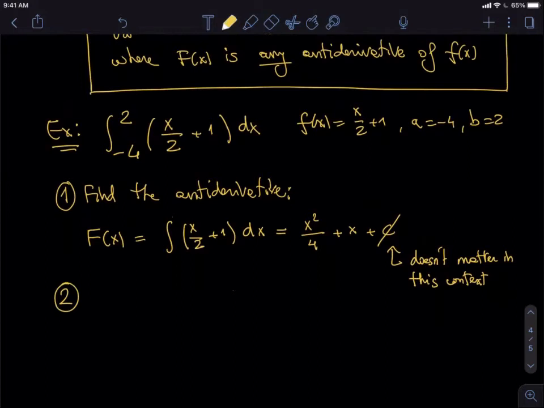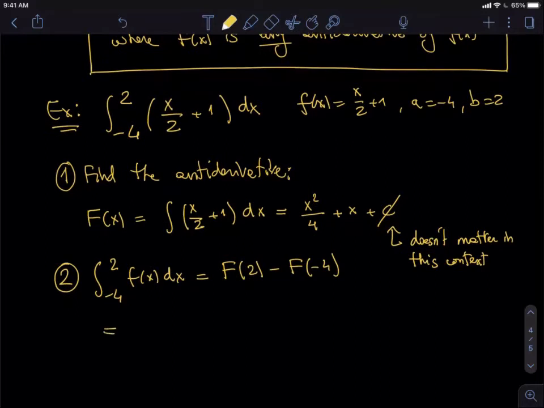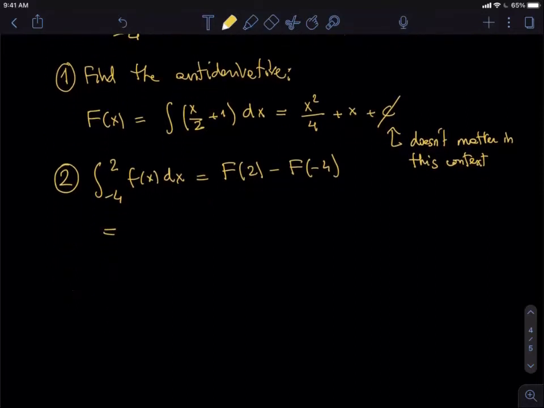And then the second step: the fundamental theorem of calculus says that the integral of f of x dx is the antiderivative at 2 minus the antiderivative at -4. F at the end of the interval minus F at the beginning. And this is very easy. No need to evaluate any rectangles, any limits, nothing. Just take the function that is the antiderivative, evaluate at 2 and -4, take the difference, done.